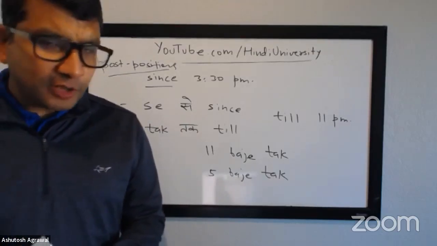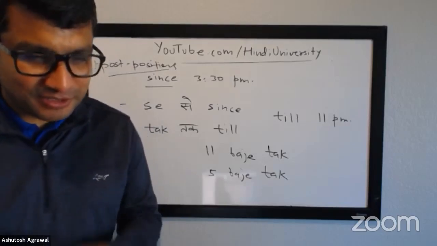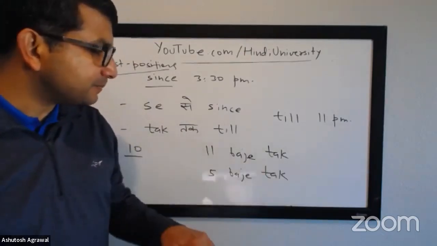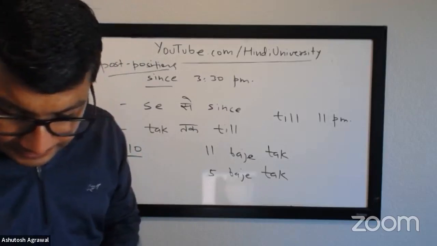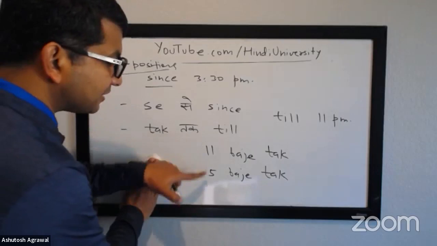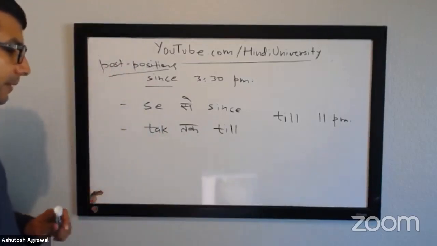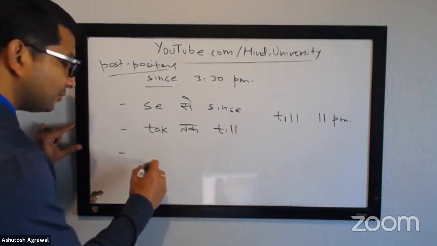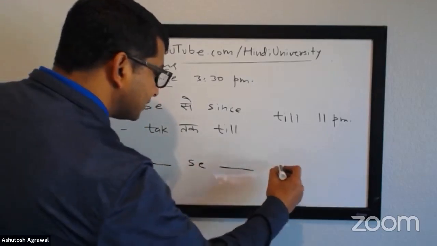Don't worry about the verb conjugation because I'm trying different grammatical structures there. But focus on the tak part. For simpler sentences, you can just say 11 baje tak, 5 baje tak, and practice that right now. You can also combine both of them: x baje se y baje tak.